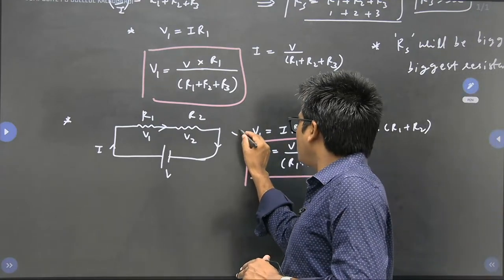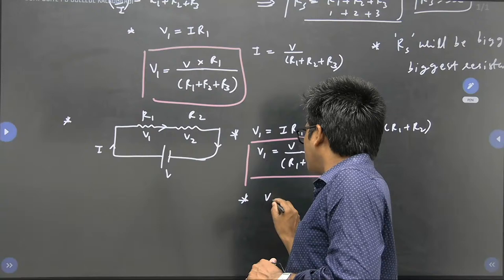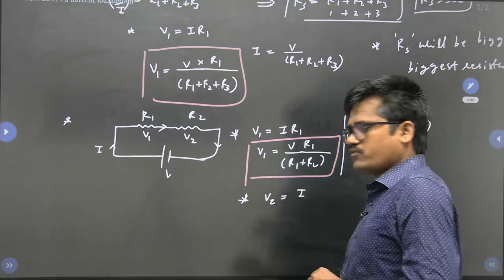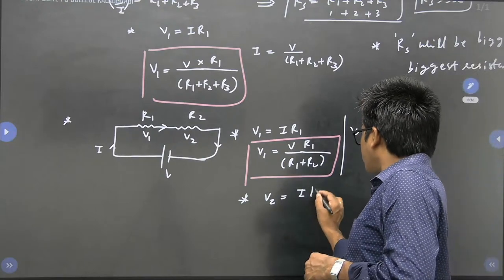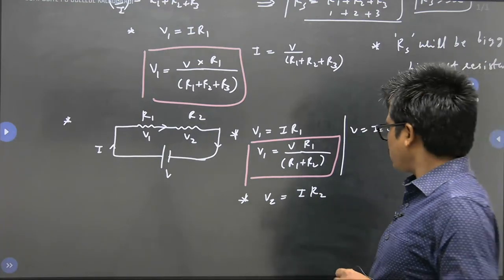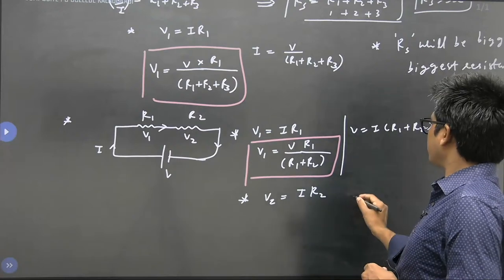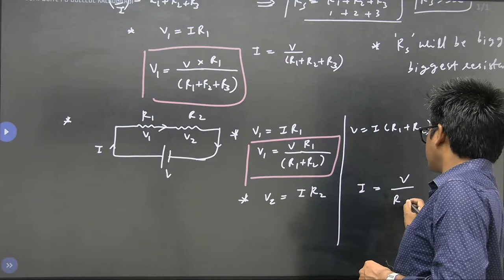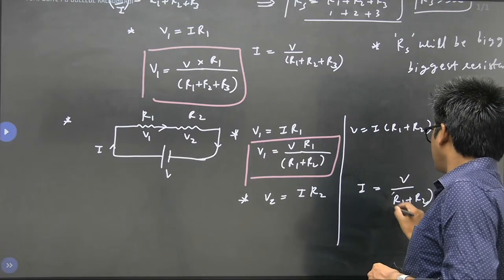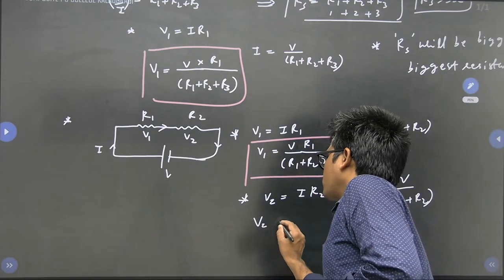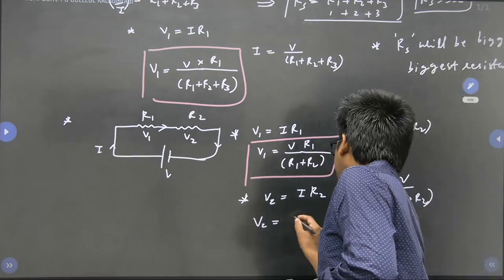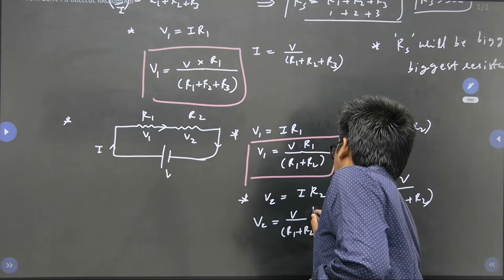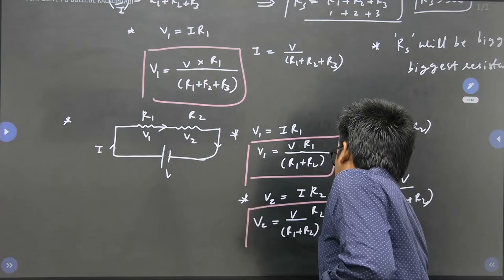In the same way, how do you write V2? Again, the same current is going through R2 also. Right or not? So I can be written as total voltage divided by total resistance, R1 plus R2. Therefore, the potential drop across the second is I, which is V divided by R1 plus R2, into R2. So this is the potential drop across it.